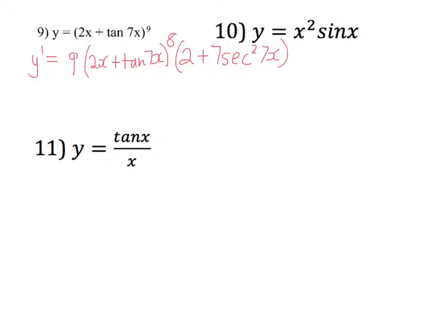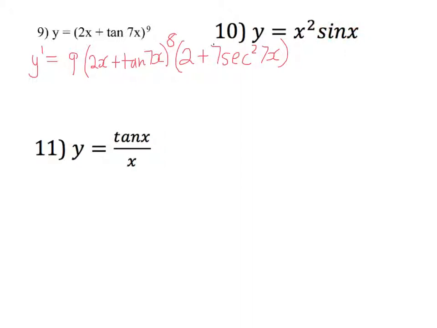Okay, and I guess there's no real way that we can simplify that. I'm not going to expand that out at all. Alright, number 10, y equals x squared sine x. There's a function of x, and there's another function of x, and they've been multiplied together.